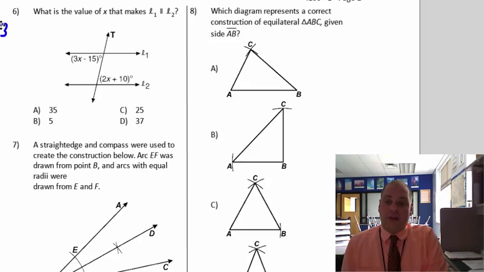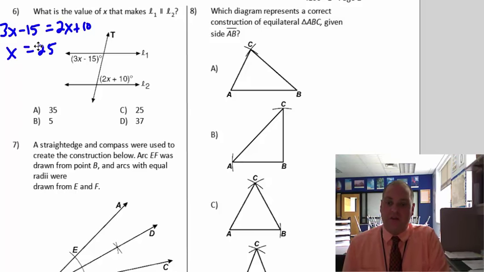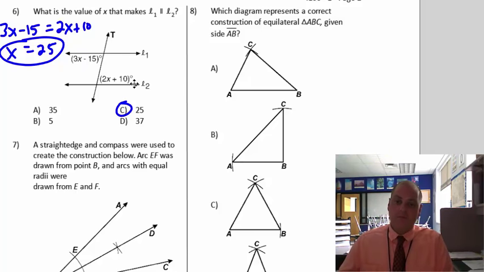So it's 3x minus 15 equals 2x plus 10. Subtract 2x, add 15. You solve this out, you should get 25. Okay. And the value of x is 25, so that's choice C.